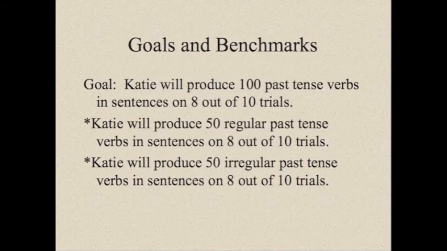Here's an example of a language goal for 100 past tense verbs. You've got 50 regular past tense and 50 irregular to meet that goal. And for heaven's sakes, keep track of which 50 you're working on in each case so that next year's therapist doesn't work on the same 50.